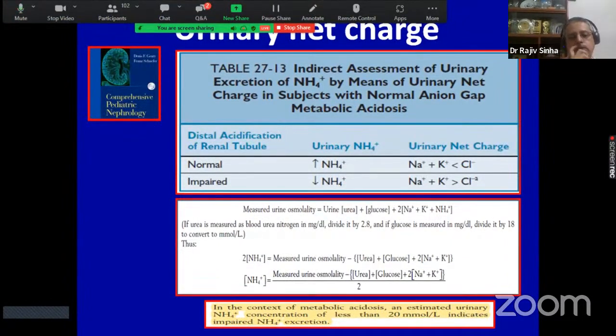So in this particular slide, we are looking at two important concepts. One is the urine net charge, and the other is the urine osmolar gap, which can often be useful where there is confusion. Like if we are not very sure whether we are dealing with a renal tubular acidosis, proximal or distal, this sometimes can help in confirming yes, we are dealing with renal tubular acidosis.